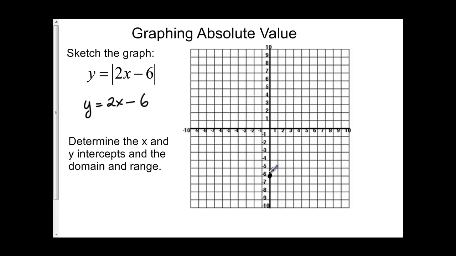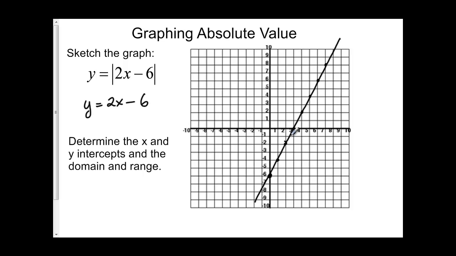Because I know I've got a slope of 2, a rise of 2, and a run of 1, my graph is going to go up in this fashion. So up 2 over 1, and I can go as far as I want on this graph. Now I'm going to connect my graph with a nice straight line. And I've got a graph of my original function.